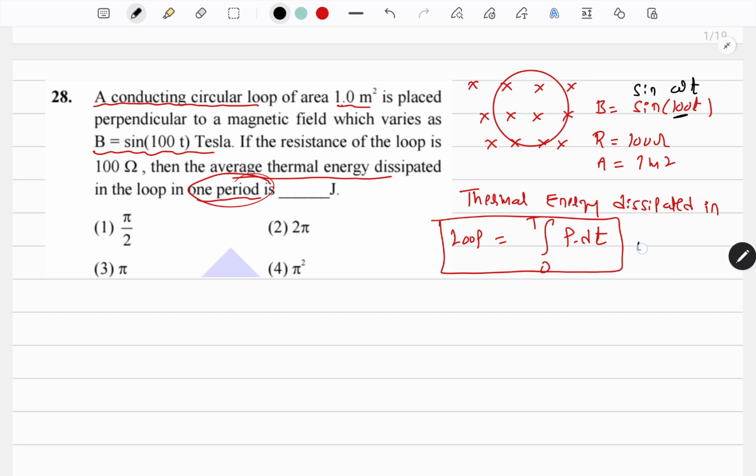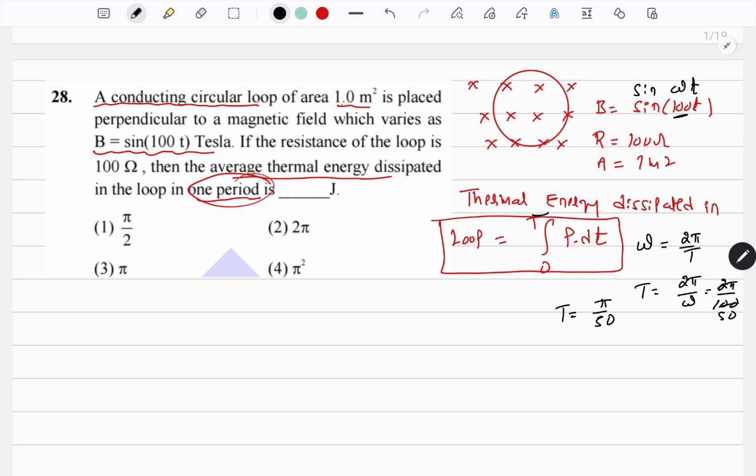So what is the relation between omega and T? Omega is equal to 2 pi by T, so T is equal to 2 pi by omega. That is 2 pi by 100, so the time period is equal to pi by 50. So that is solved.